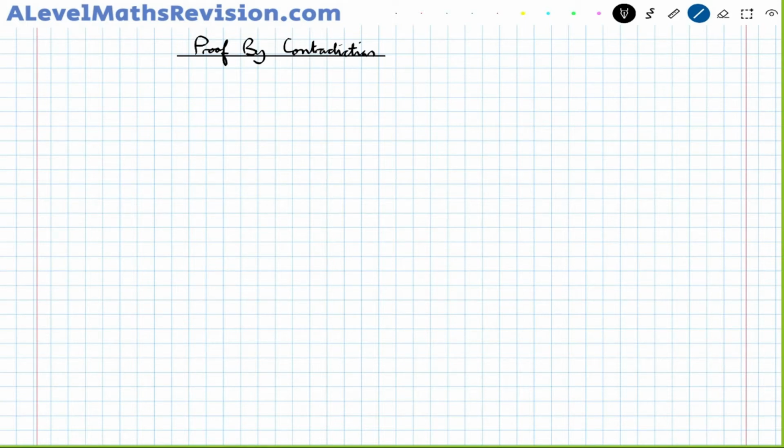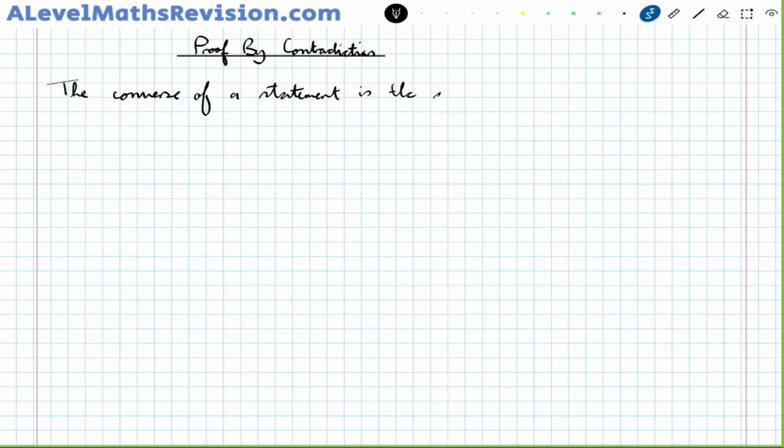So the proof by contradiction revolves around the concept of the converse of a statement. So the converse of a statement is the set of all possibilities that would lead to that statement being false.